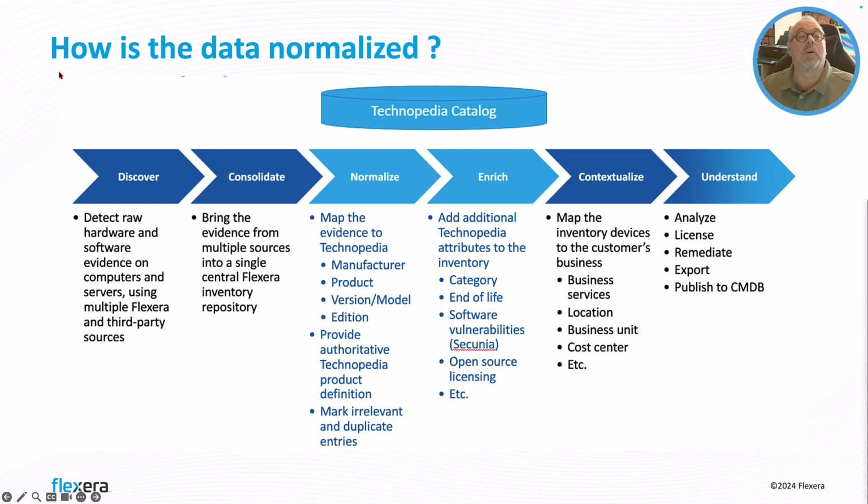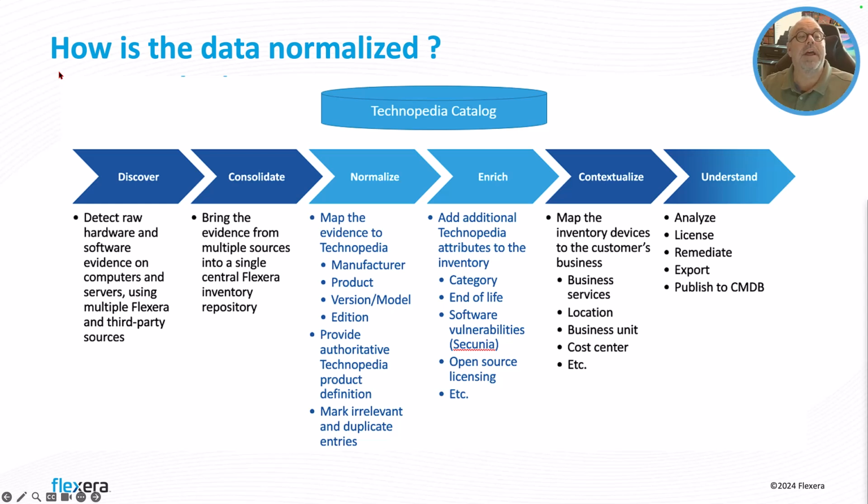Now that we have a single consolidated source for inventory, the normalization would begin. Normalize maps the evidence to the Technopedia entry, providing an authoritative product definition as well as marking irrelevant and duplicate entries. Now that the normalization has taken place, the data would be enriched with additional content. The enrich phase adds additional Technopedia attributes to the inventory like category, end-of-life software, vulnerabilities, open source licensing, and more.